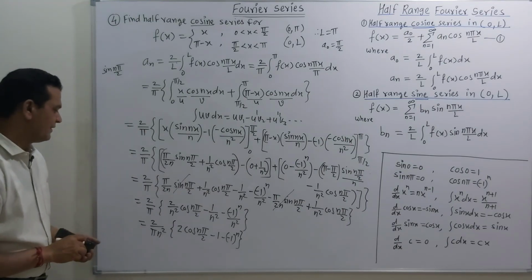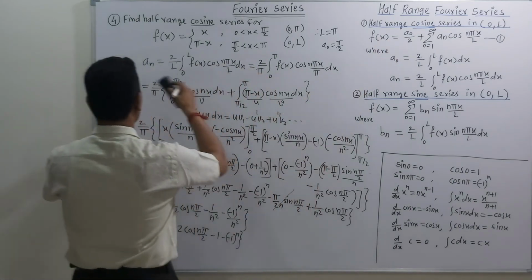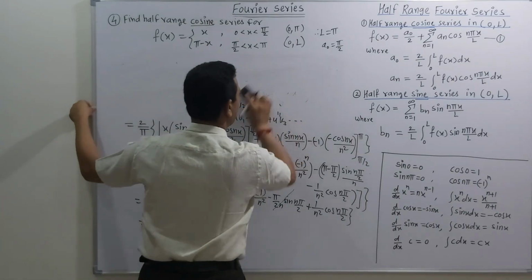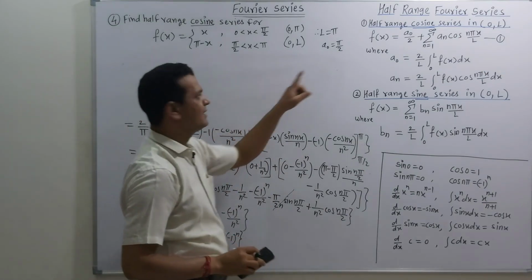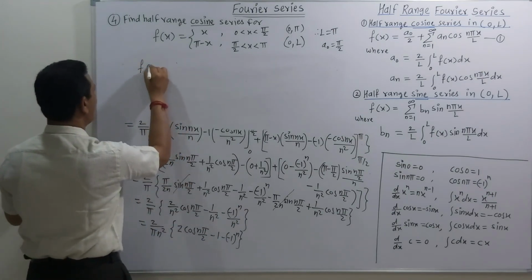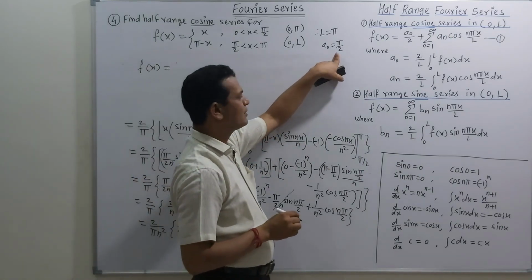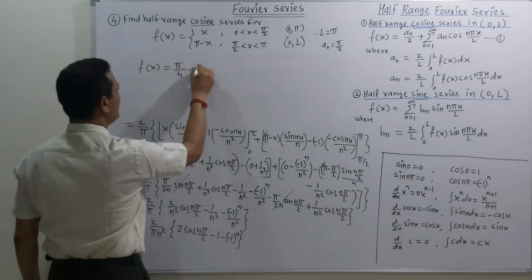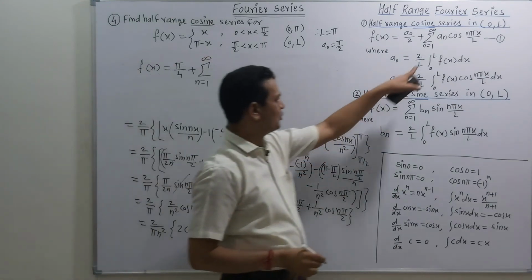After getting the value of this second coefficient, put all these values in equation number 1. After putting these values in equation 1, this is a simple thing, just put the value of a0 and an. This side is f of x, and the value of f of x is split into two parts. So we write f of x as a0 by 2. The value of a0 is pi by 2, so we can directly write this as pi by 4 plus summation, n is equal to 1 to infinity. Then put the value of an.